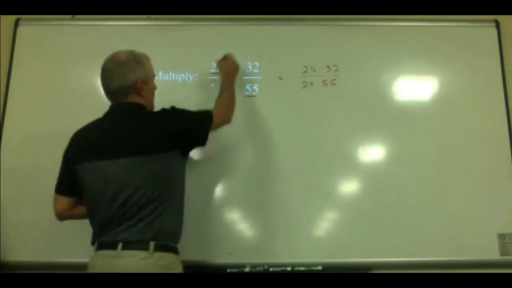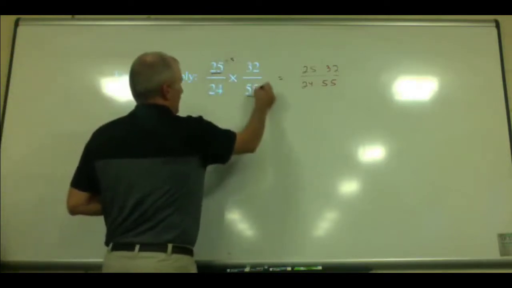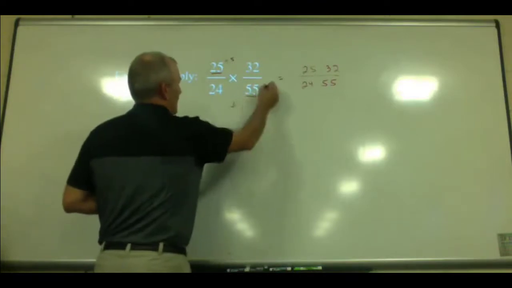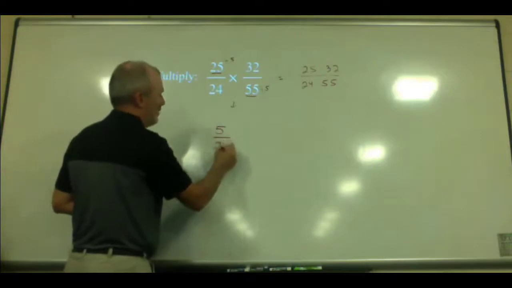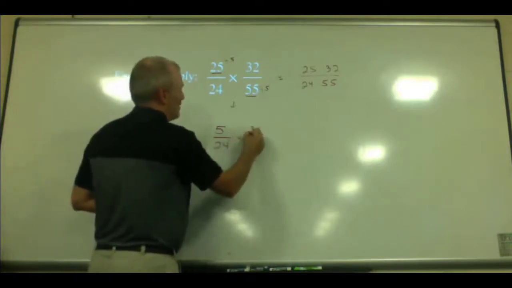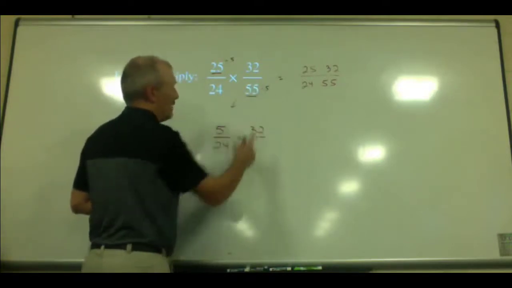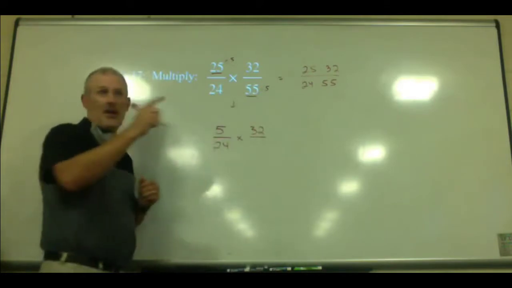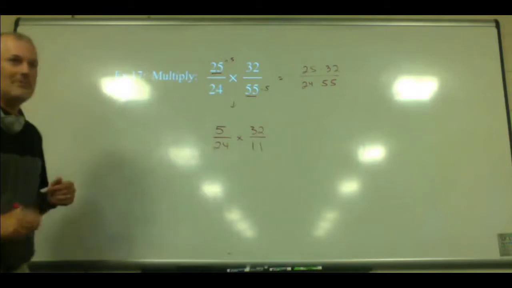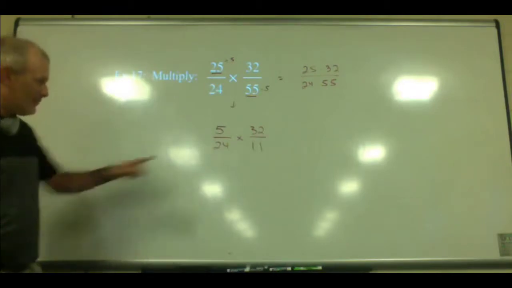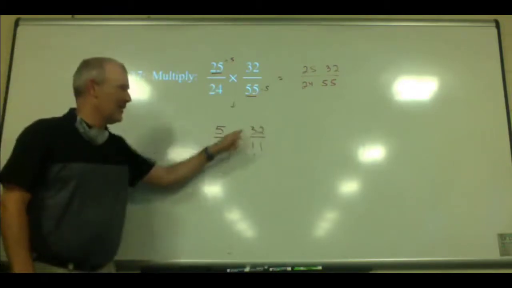So I'm going to divide by 5 and divide by 5, and I'm just going to put that down here, and we're going to get 5, 25 divided by 5, and then 24, and then 32, and then 55 divided by 5 is 11. Okay, so do we see anything this way that we could divide by?